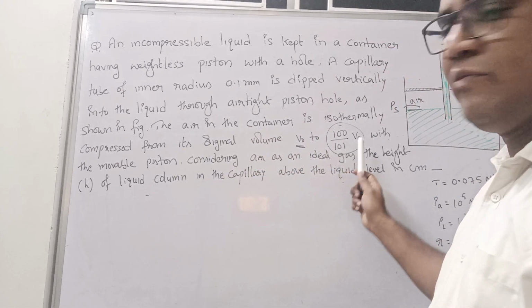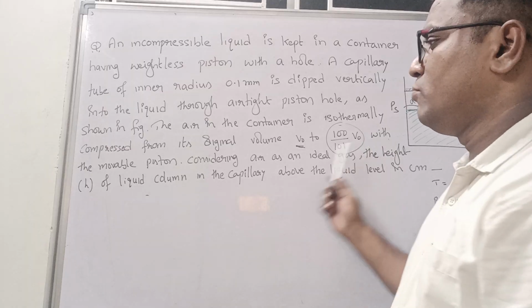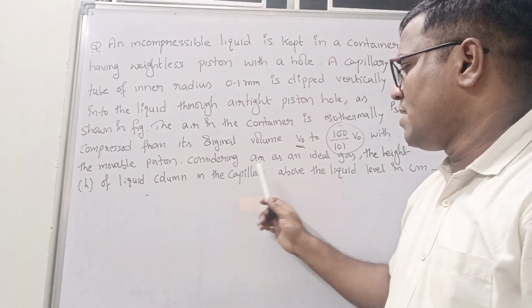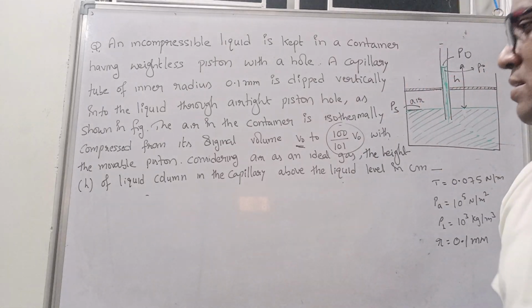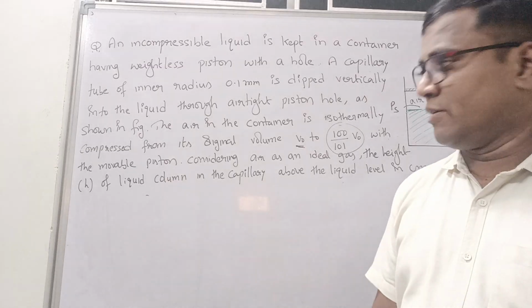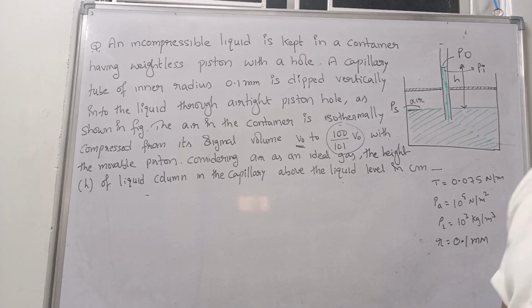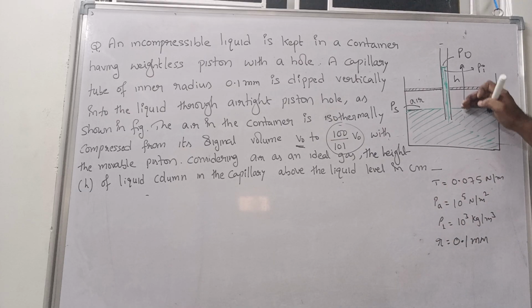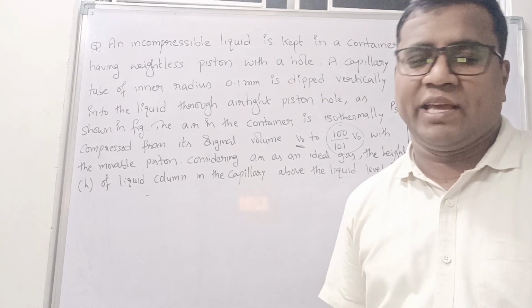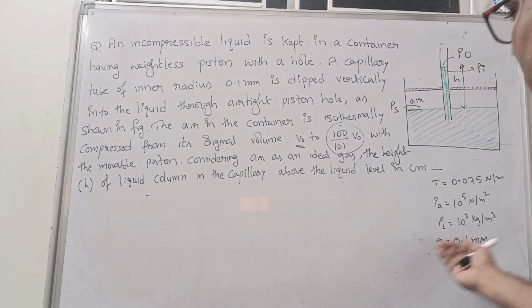He is saying that the air in the container is isothermally compressed from its original volume V0 to 100 by 101 V0 with a movable piston. Considering air as an ideal gas, what will be the height h of the liquid above the liquid level? From the liquid surface, what is the value of h he is asking.